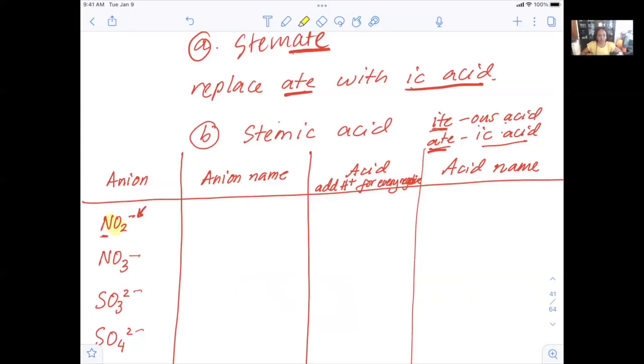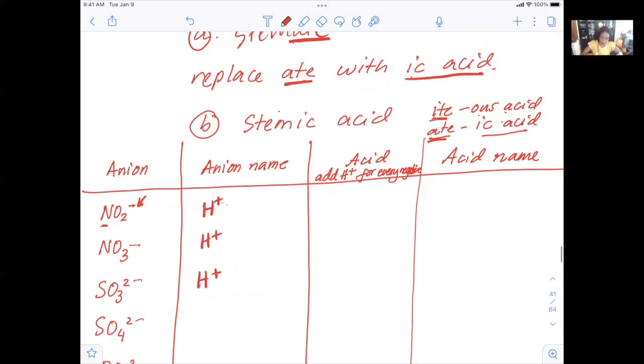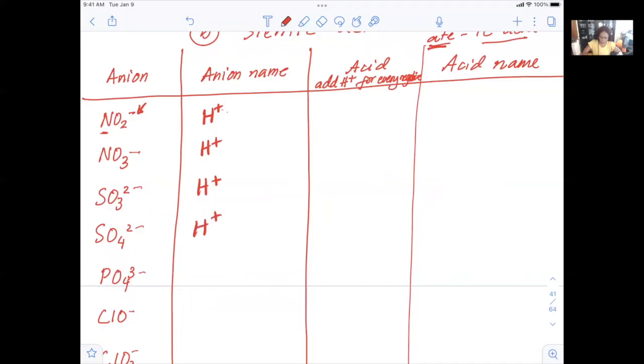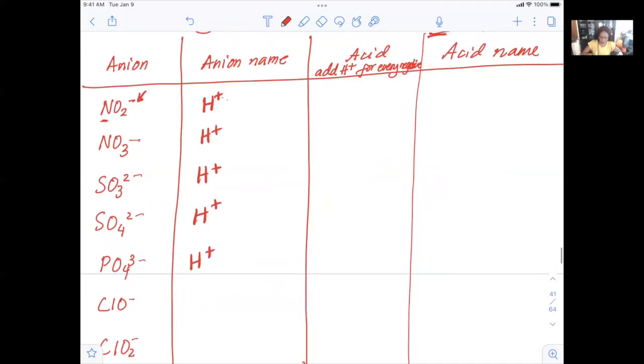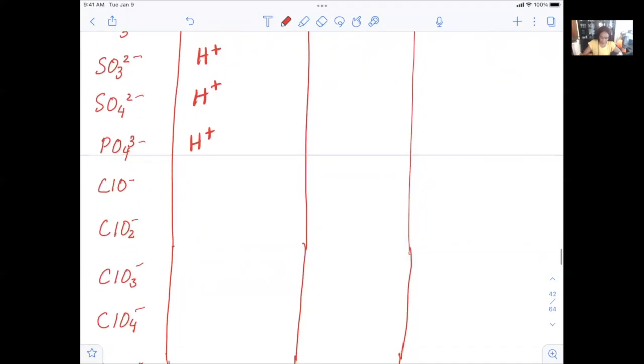So before I start naming this, let's make the acid so you can see. Just like before, we're going to crisscross, right? Let me borrow this section here to make the acid. For each of these anions, you're going to add an H plus. Well, how many H pluses? The correct number of H plus needed is one for every negative ion.